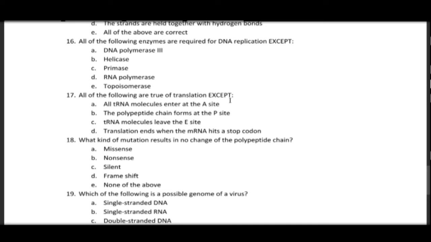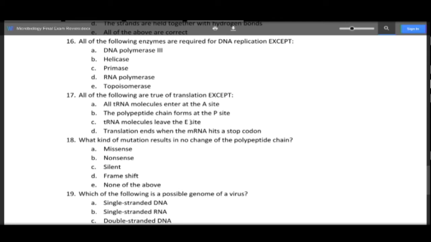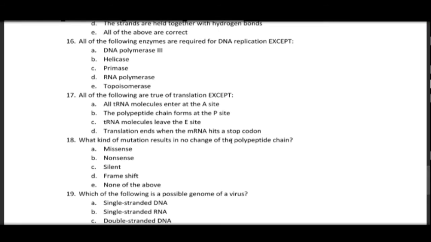But let's say we didn't know that. Let's continue reading through these answer choices. B says the polypeptide chain forms at the P site. And that is true. So the P site is for the polypeptide chain where the amino acids are coming together and directed by those tRNA. C says tRNA molecules leave the E site, and that is true. E is for the exiting of them. So after their amino acid is attached to the polypeptide chain, the tRNA can leave and then go get another amino acid that matches their anticodon.